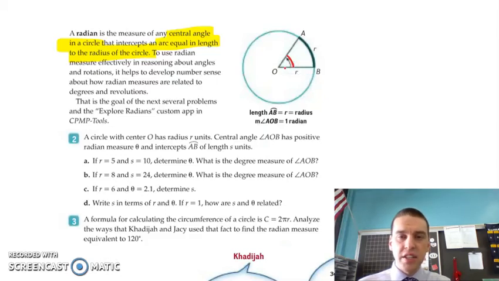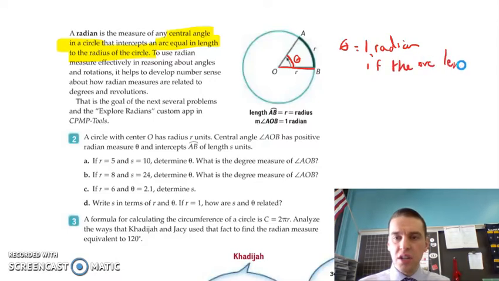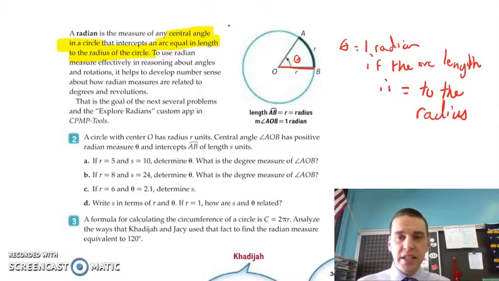Here is the radian measure. Here is your radius. This angle theta is equal to 1 radian if the arc length is equal to the radius. And that's what it's saying. So see how this arc length right here is equal to that r there? Then we can say that theta equals 1 radian.